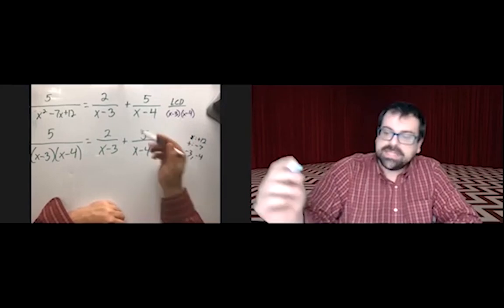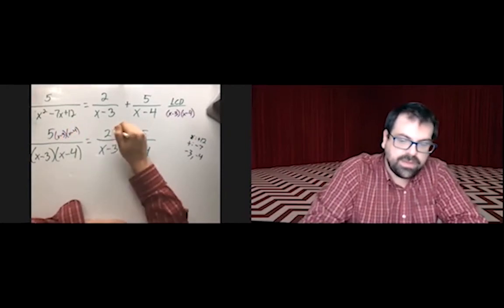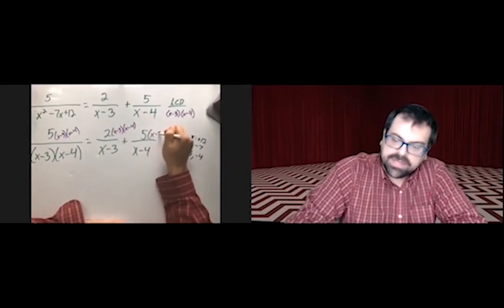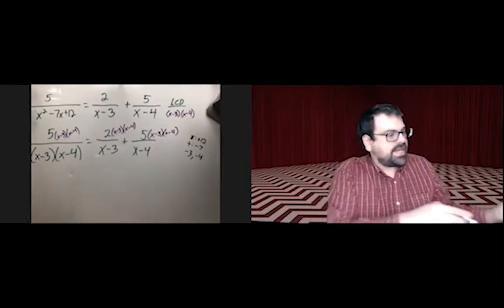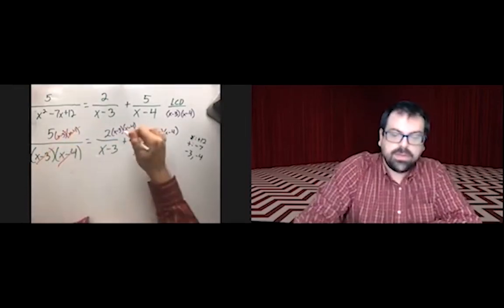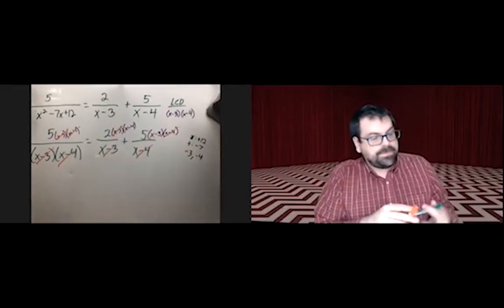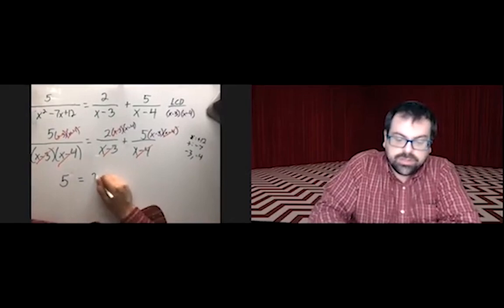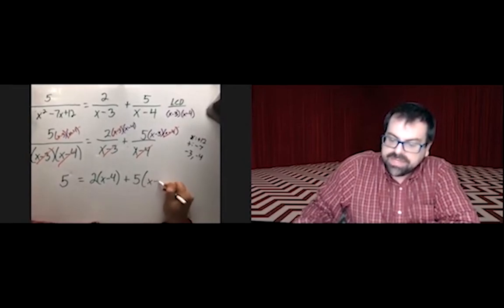What do we do once we have the LCD? We shove it in the top. x minus 3 times x minus 4, x minus 3 times x minus 4, x minus 3 times x minus 4. And what happens? Things cancel. Both the x minus 3s, the x minus 4s. We're left with 5 equals 2 times x minus 4 plus 5 times x minus 3.